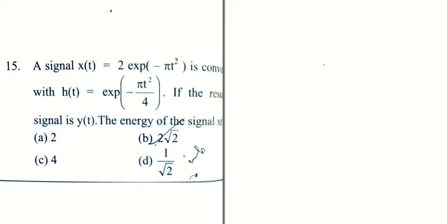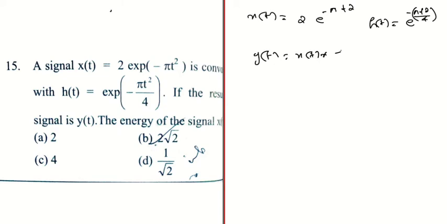Now let's move on to the next question. In this question it is given that x of t is equal to 2 into e raised to minus pi t square, convolved with h of t equal to e raised to minus pi t square divided by 4. If the resultant signal is y of t, that is x of t convolution h of t, we have to find out the energy of the signal x of t.